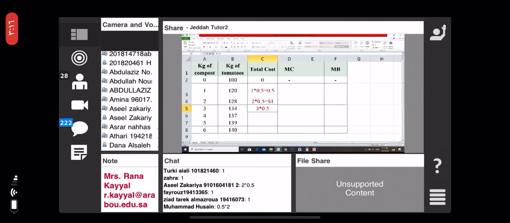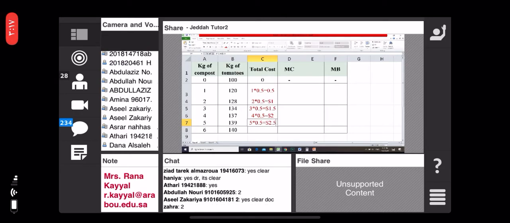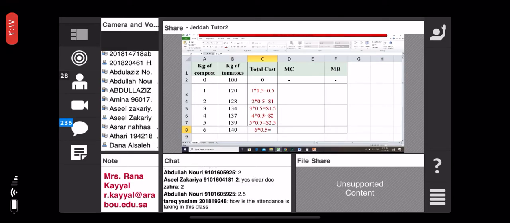Then 3 times 0.5 equals, for everyone, whatever we are doing, if not clear, I don't mind repeating. And this one, 6 times 0.5, equals $3.